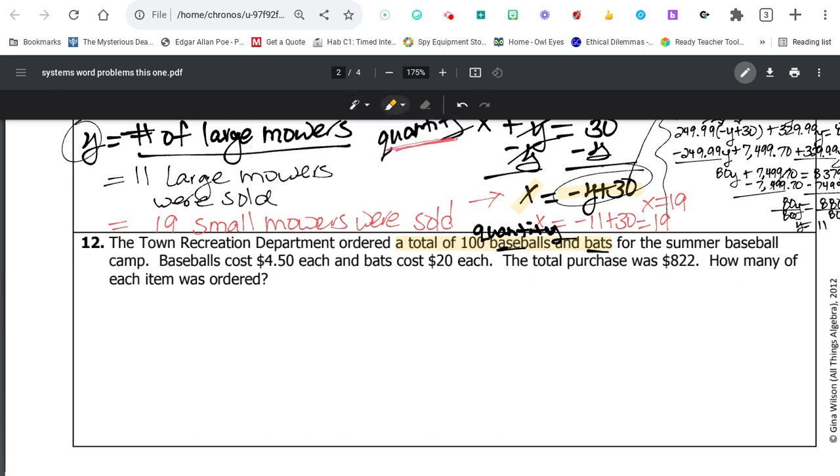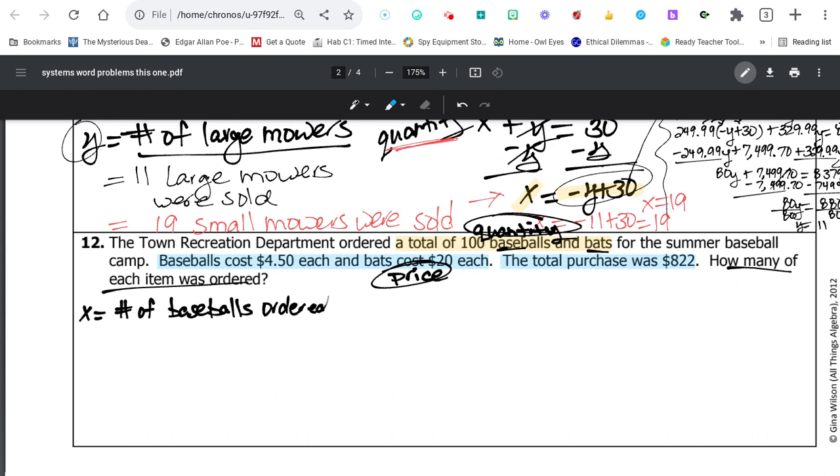And then I got another equation dealing with price. Baseballs cost $4.50, and that's going to be the coefficient for baseballs. And bats cost $20, and that's going to be the coefficient for bats. For the price, the total purchase was $822. So this one involves price, and I got quantity and price. How many of each item was ordered? Let's let x be the number of baseballs ordered, and let's set y equal to the number of bats ordered.